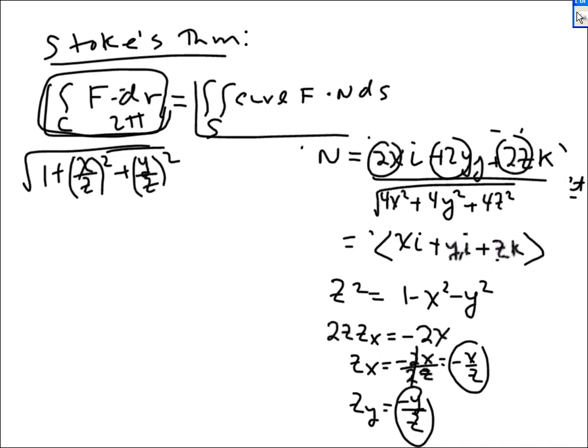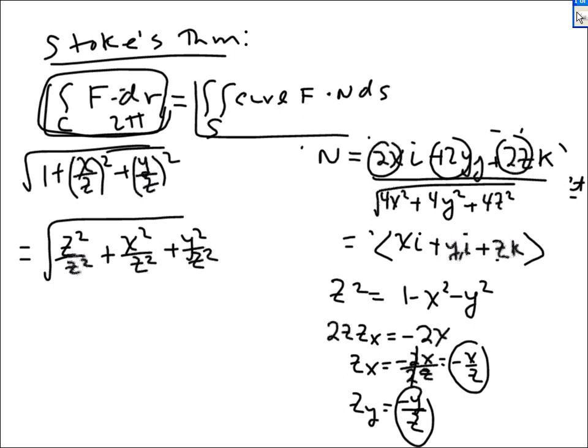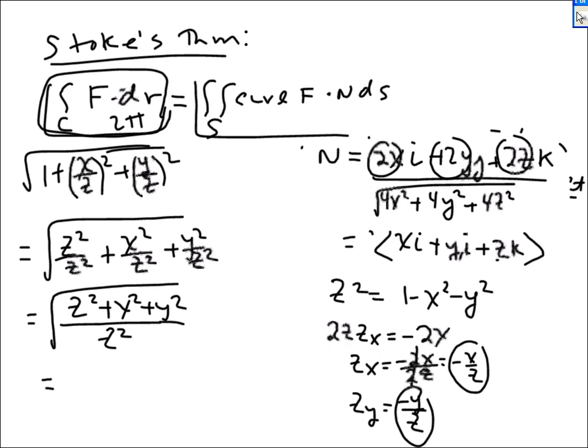Square root of that. But 1 is the same as z squared over z squared, plus x squared over z squared plus y squared over z squared. So everything's over z squared. So the top is z squared plus x squared plus y squared. Square root of that. But the top is 1.